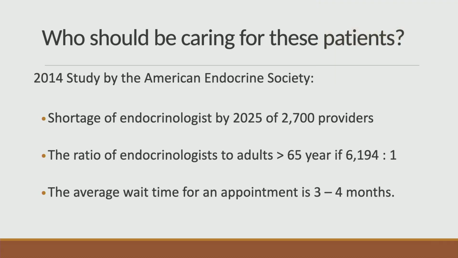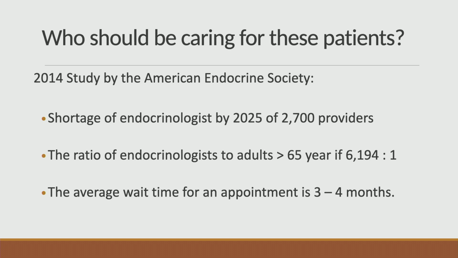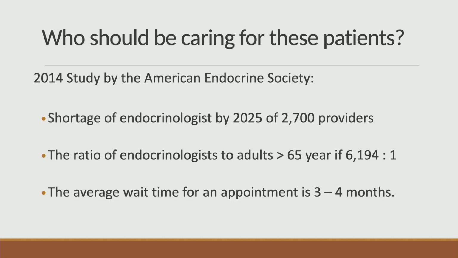So who should be caring for these people? I've just hopefully painted a picture of a very complex disease, a very difficult disease to identify, and a very complex disease to address all the issues that go with the presentation. Well, in 2014, the American College of Endocrinology, and endocrinologists are the ones who are trained to care for patients with endocrine disease, and diabetes is an endocrine disease. But the problem is there are not enough endocrinologists to go around. And the American Endocrinology Society has predicted that by the year 2025, which is 2 years away, there will be a shortage of almost 3,000 endocrinologists to care for patients with diabetes.